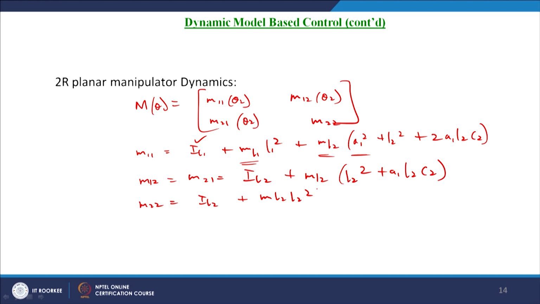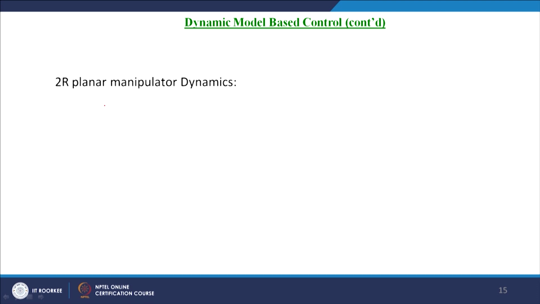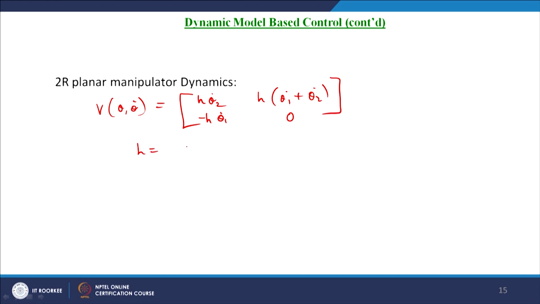So, the M part, the inertia matrix part, is over. Now, coming to the matrix V of theta comma theta dot, which is nothing but the matrix which involves the Coriolis and centrifugal effects, which is given by H into theta 1 dot plus theta 2 dot, minus H theta 1 dot, 0, where H equals minus M L2 A1 L2 sin theta 2.